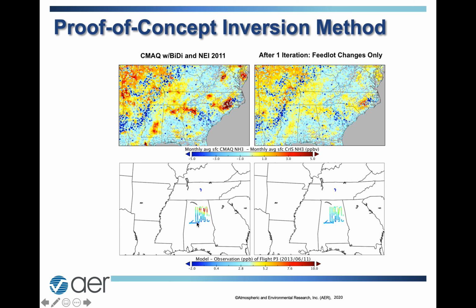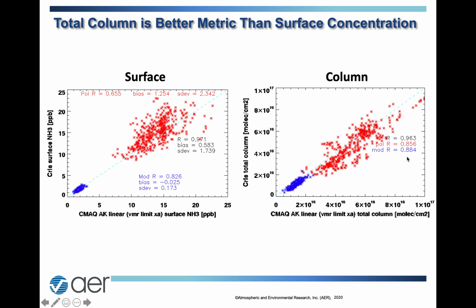This is the same thing, just showing the difference between the model and the observation. In this case, where CrIS was saying we were over predicting, the aircraft was also saying that CMAQ was over predicting. Then when we ran the inversion method, we see that over prediction is improved, and in general it looks better when compared to the aircraft observations. So this is very encouraging, saying that this approach seems to be working, and even when validated against independent data, it's adding value. However, we found that we could do even better.